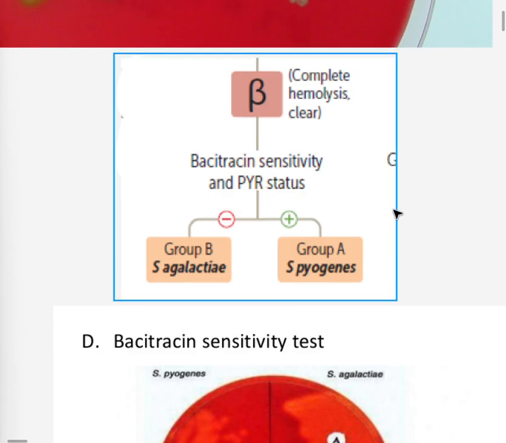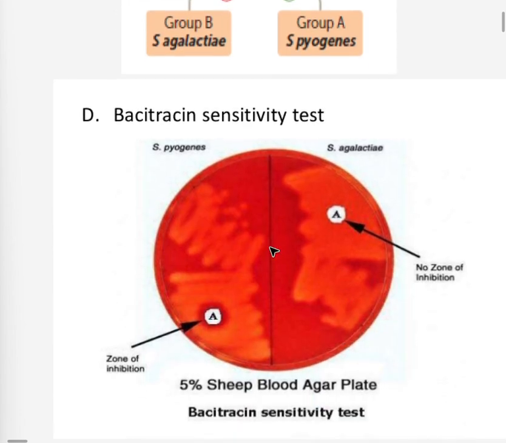Now, for the beta hemolysis, we further do a bacitracin sensitivity test and PYR status test to determine which one is agalactiae and which one is pyogenes. Now, first, let's try to understand the bacitracin sensitivity test. Bacitracin itself is an antibiotic. Some streptococci are sensitive to it, and the important streptococci that are sensitive to it are basically strep pyogenes.